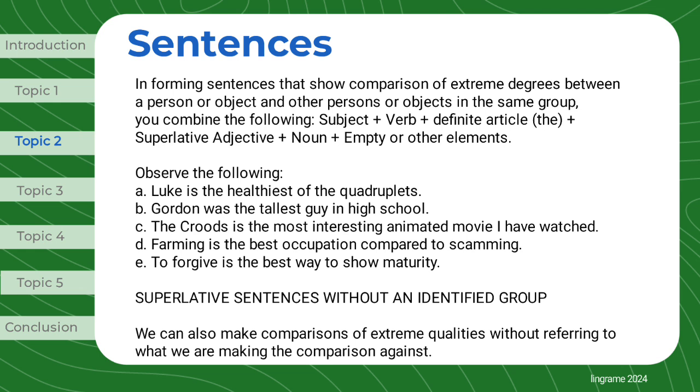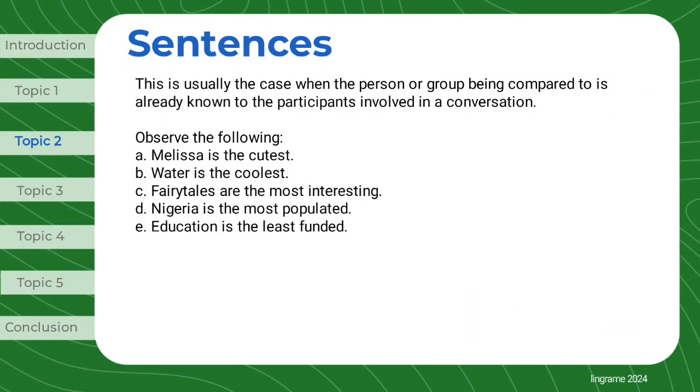Superlative sentences without an identified group. We can also make comparisons of extreme qualities without referring to what we are making the comparison against. This is usually the case when the person or group being compared to is already known to the participants involved in a conversation. Observe the following: Melissa is the cutest.